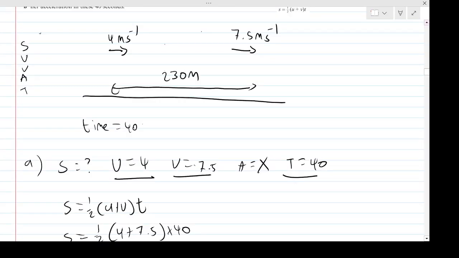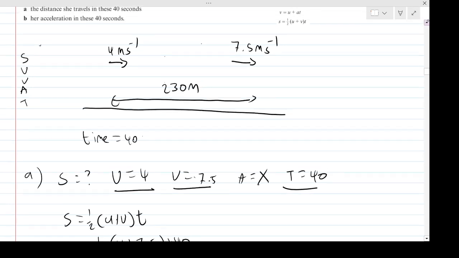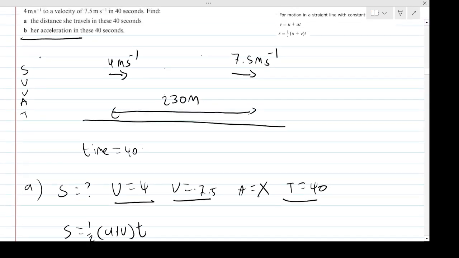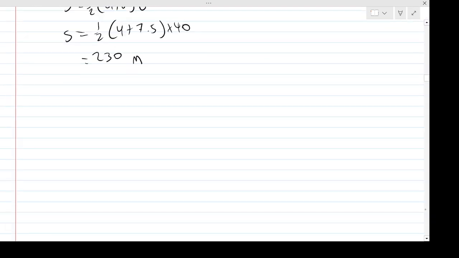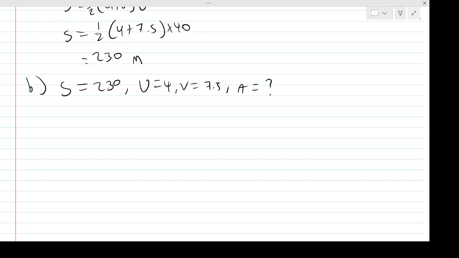Right, then in part B they want the acceleration in the 40 seconds. So in part B, now we're dealing with acceleration. S, well, we do know it's 230, we worked that out. U is still 4, V is still 7.5, A, the acceleration, is the question mark because I do want to work that out, and T is 40.